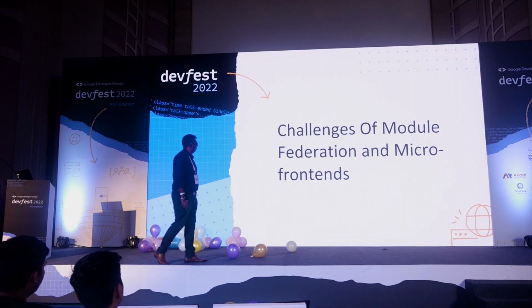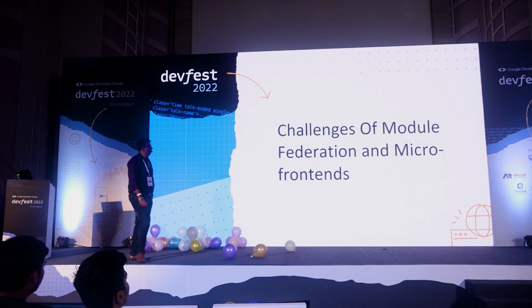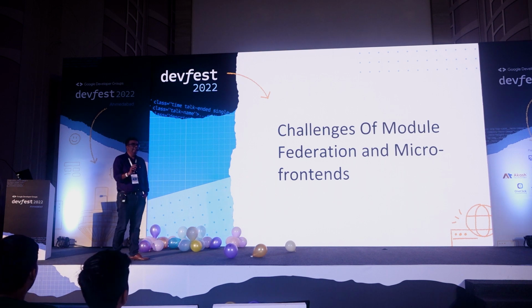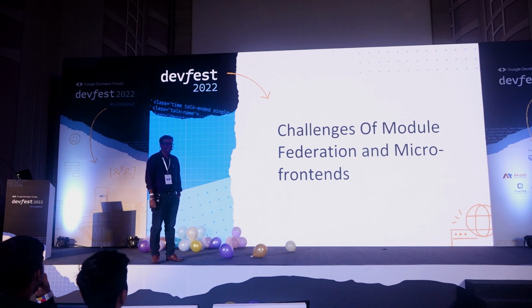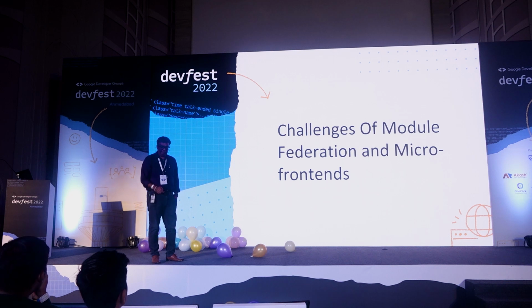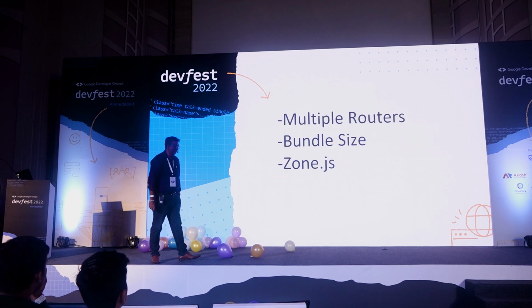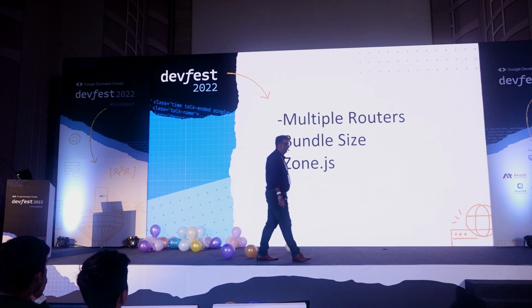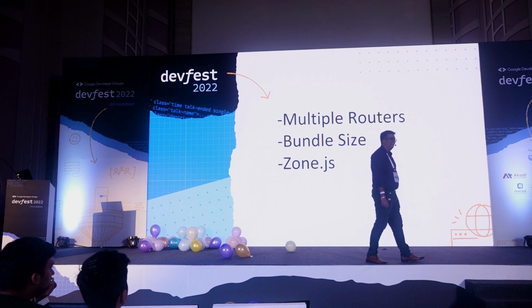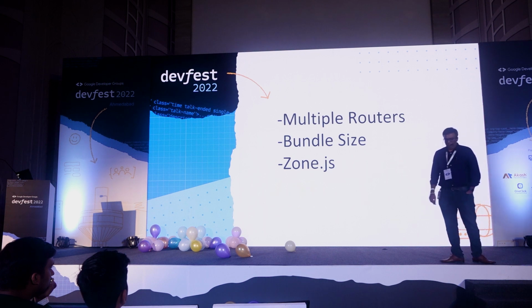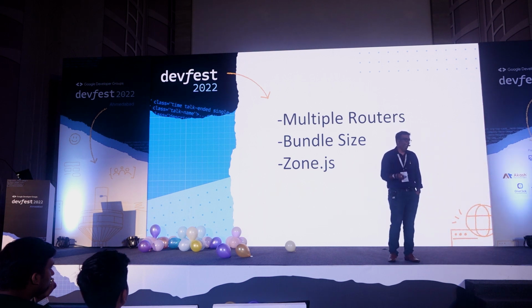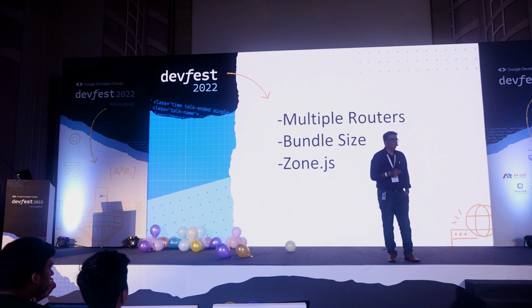Let's move on. What are the challenges we are going to get in module federation and micro frontends? Any idea? No idea. Okay, so routers. Your routing can be tricky because suppose you have the same route in multiple apps. Then you need to write a few helper functions to make sure that route works. So routing is always tricky in this part.